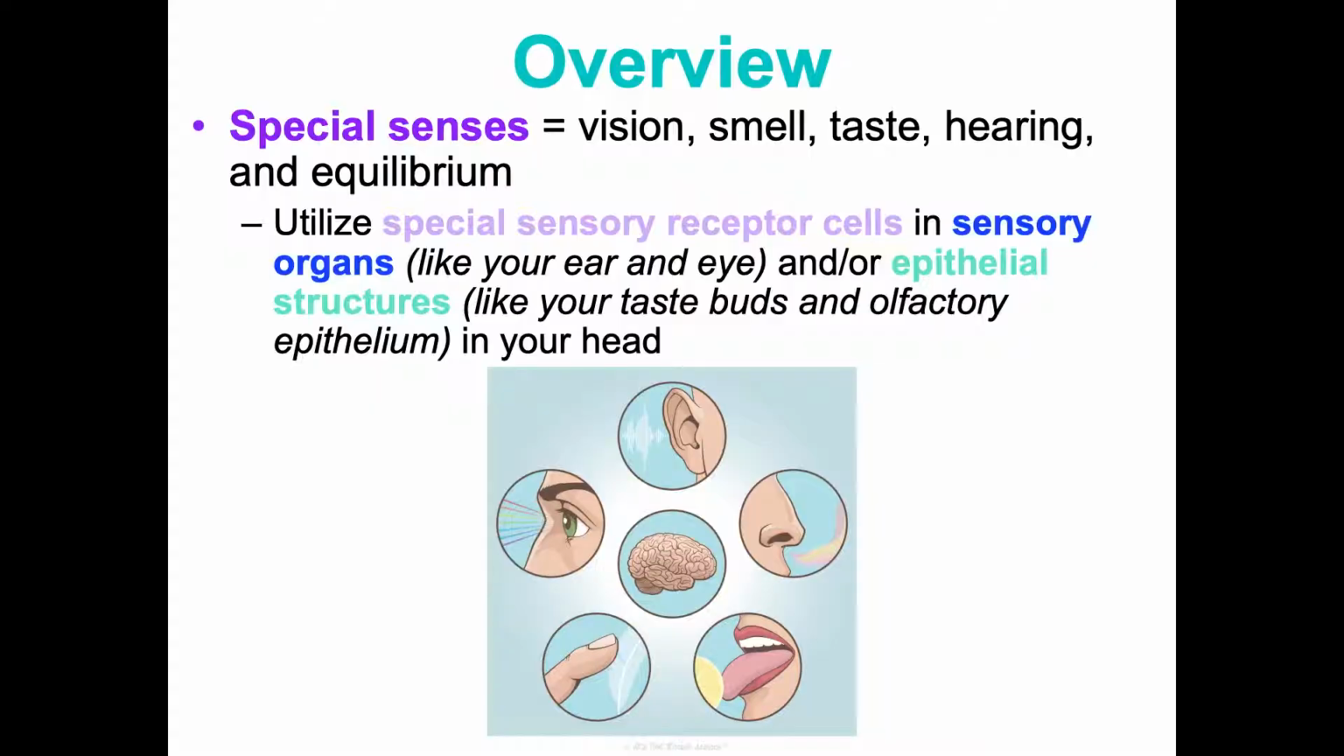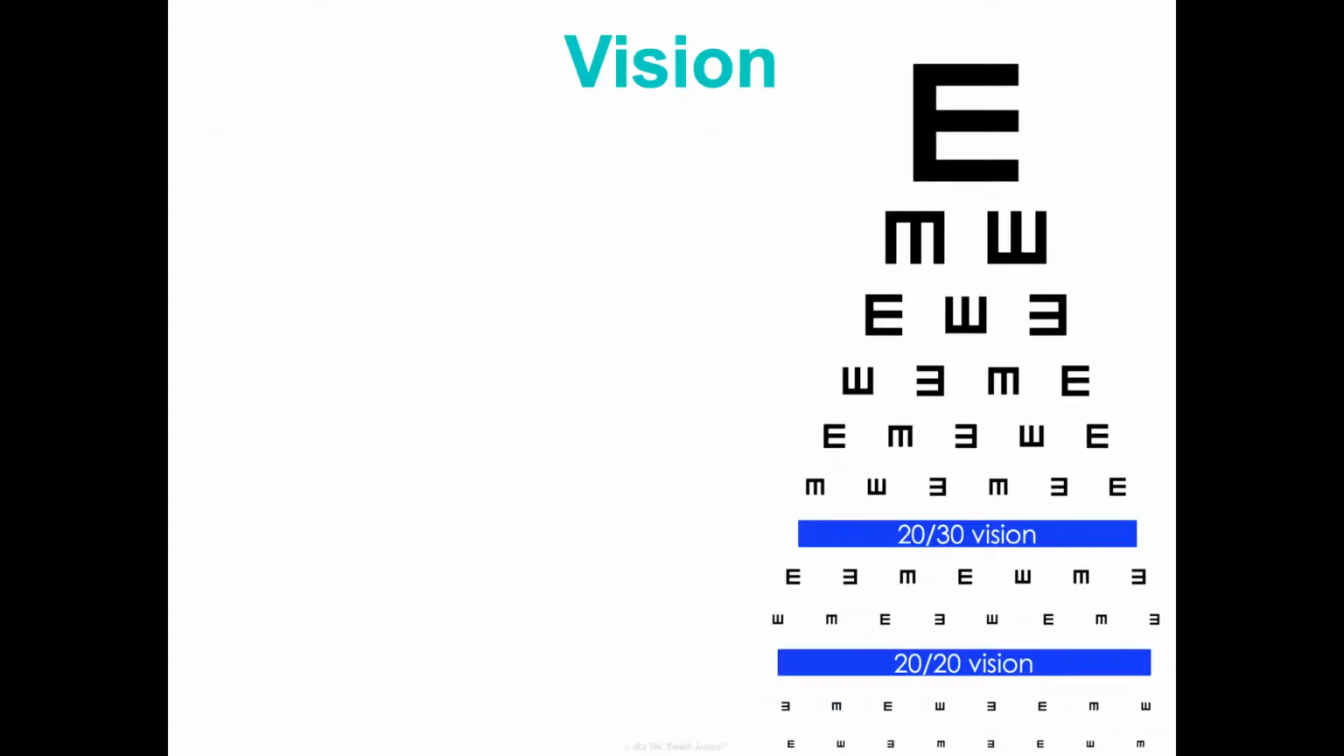And while we're doing this, my students, I want you to have your big body diagram for the sensory organs out, because you're going to be labeling the structures on your big body diagram and then taking notes just on your Cornell note outline. All right, so let's talk about vision.